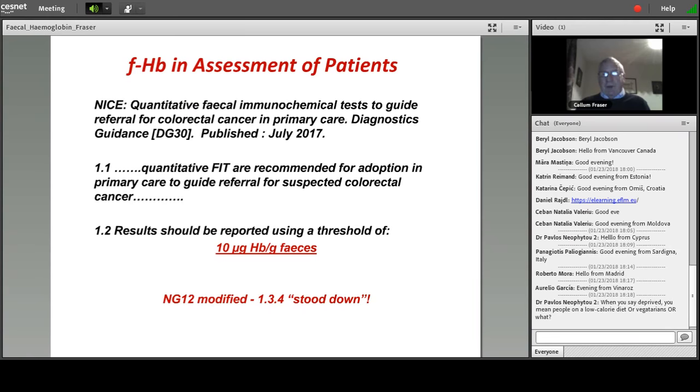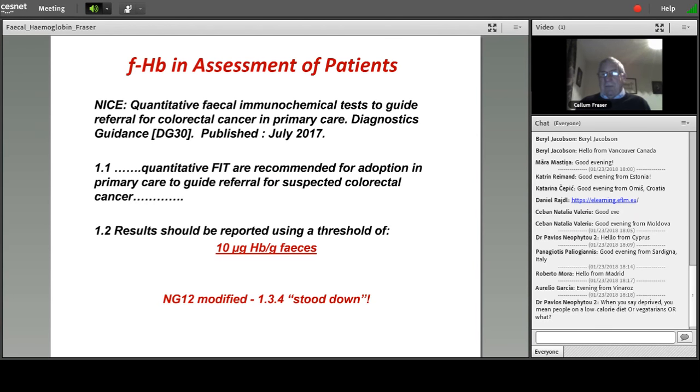It's a wonderful document, very well worth reading. And NICE, this last year, said, Quantitative FIT are recommended for adoption in primary care to guide referral for suspected colorectal cancer, particularly of low-risk groups. And they said, should be reported using a threshold of 10 micrograms hemoglobin per gram of feces. And this is in marked contrast to screening programs.